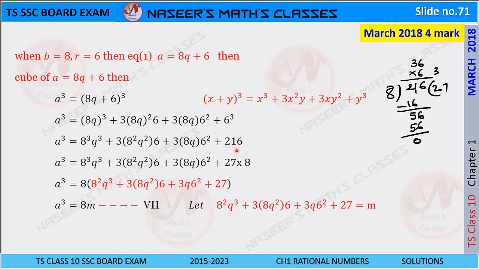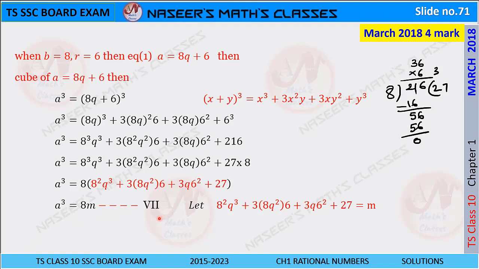6 cube is written as 216, and 216 is written as 27 into 8. From these 4 terms we take out 8 common. Then we can write it as 8 times (8 square q cube plus 3 times 8q square times 6 plus 3q times 6 square plus 27). Let 8 square q cube plus 3 times 8q square times 6 plus 3q times 6 square plus 27 be equal to m. Then we can write a cube is equal to 8m.